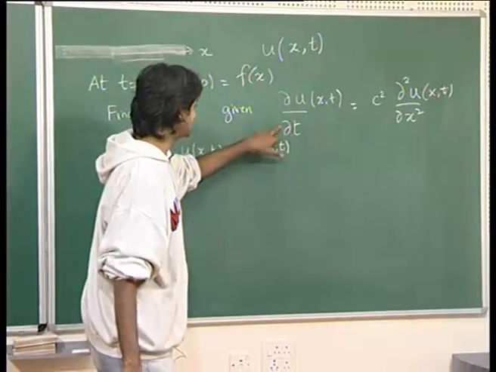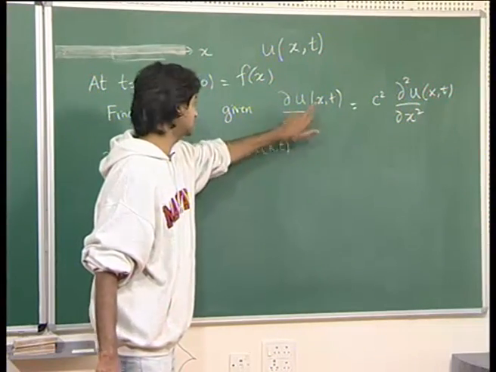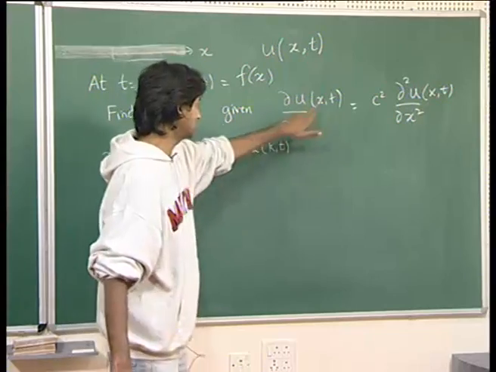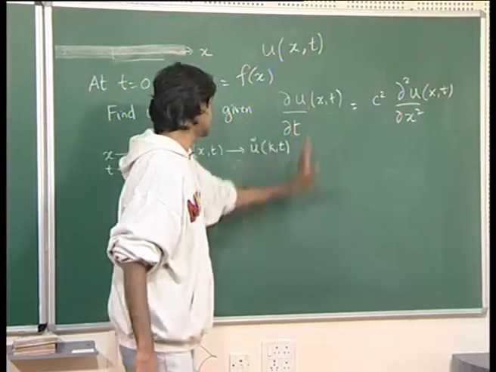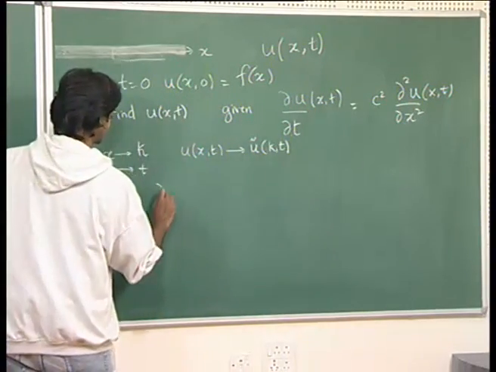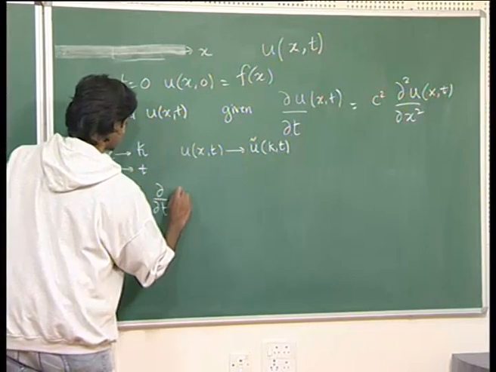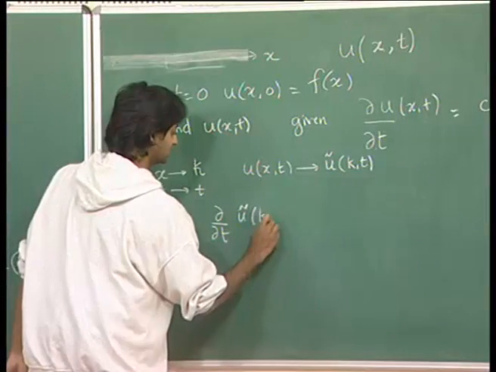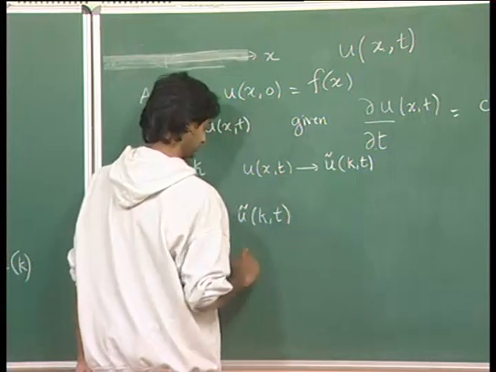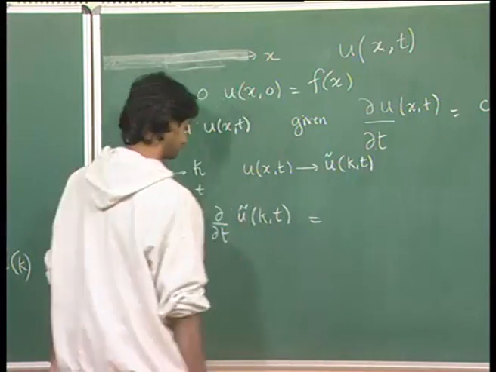So, you have d by dt of u of x, t. When you take the Fourier transform of that, the transformation only acts on x. So, it goes within this t. So, what you get on the left hand side is d by dt of u tilde of k, t. Okay. So, that is the left hand side.